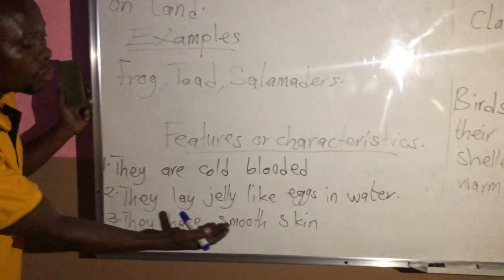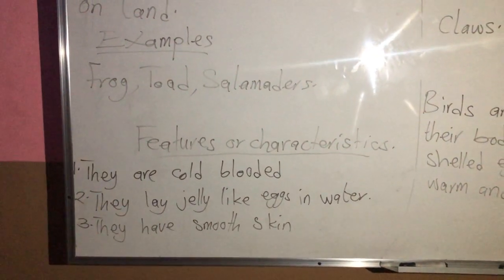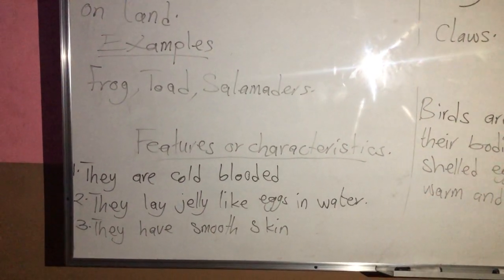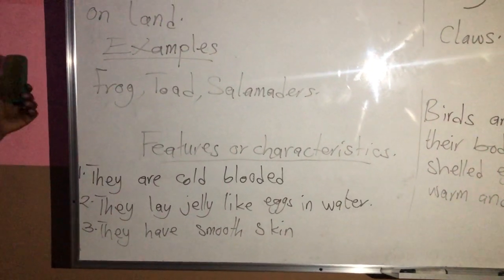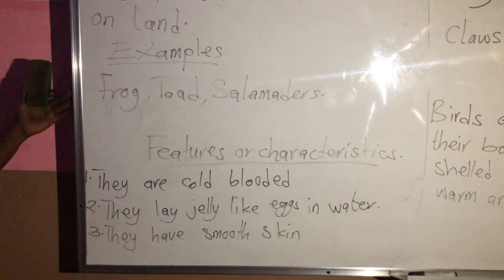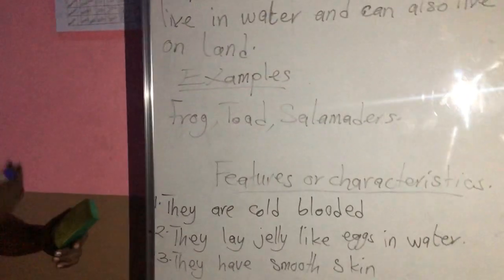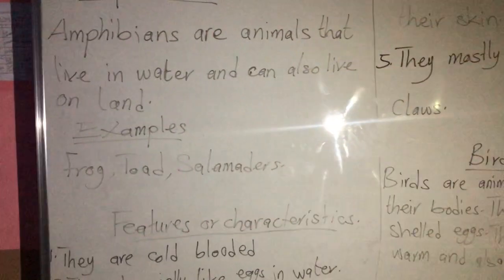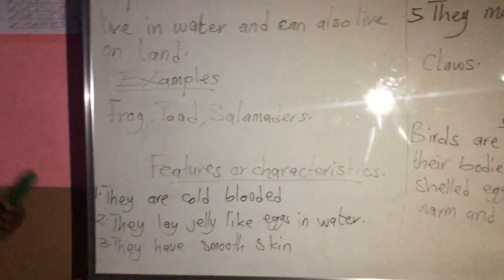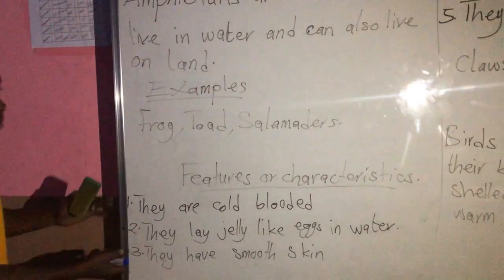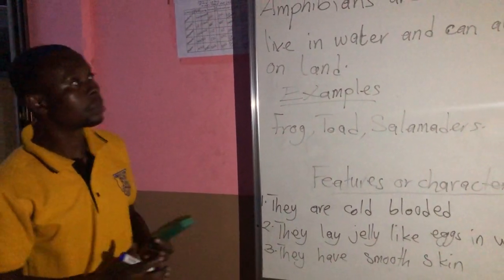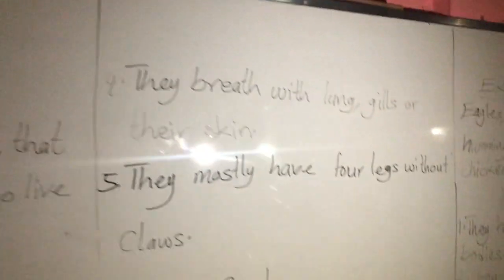Then let's look at another one. They have smooth skin. When you look at reptiles, we say they have scales on their bodies. When you look at mammals, we say they have fur or hair on their bodies. But amphibians have smooth skin.